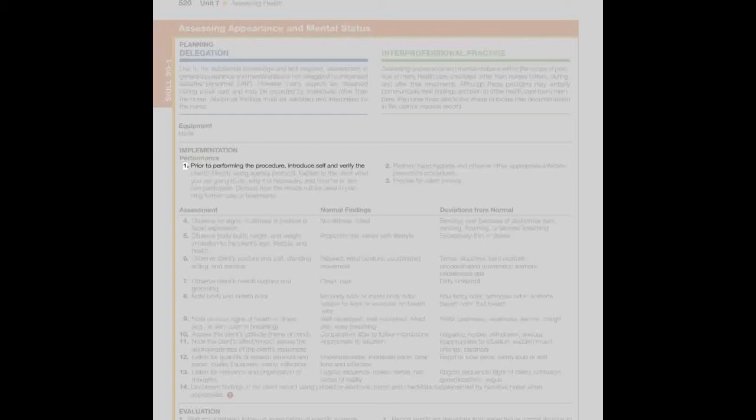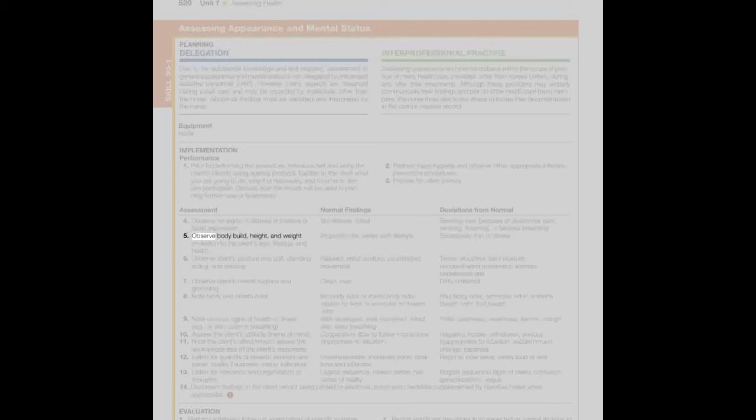Implementation. Performance. 1. Prior to performing the procedure, introduce self and verify the client's identity using agency protocol. Explain to the client what you are going to do, why it is necessary, and how he or she can participate. Discuss how the results will be used in planning further care or treatments. Assessment: normal findings, deviations from normal. 4. Observe for signs of distress in posture or facial expression. No distress noted; bending over because of abdominal pain, wincing, frowning, or labored breathing.